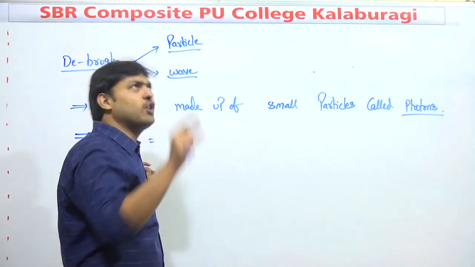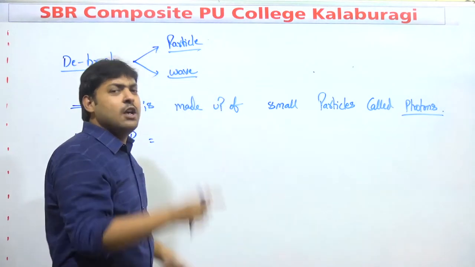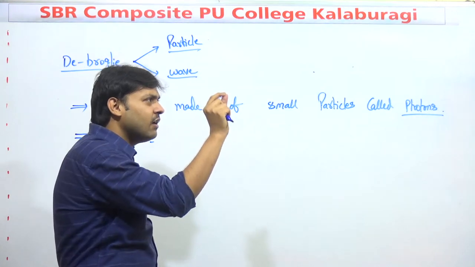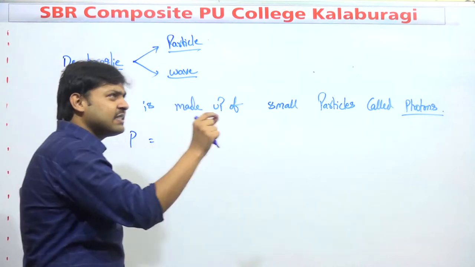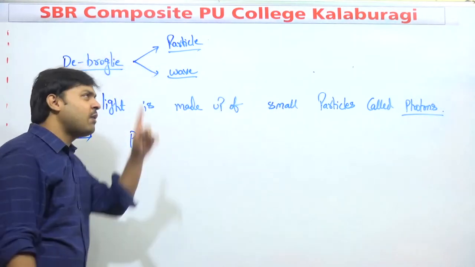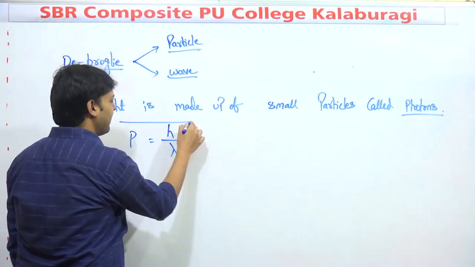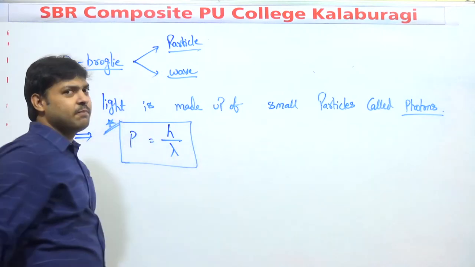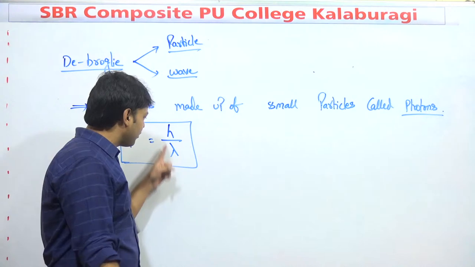See only one particle, more particles will come, an infinite number of particles will come. So now we have to see only one photon coming and striking the surface. What will happen now? We will see later. If it is coming, it should have some momentum. So he is talking about the momentum of that photon, which is equal to h by lambda. Very, very important point.